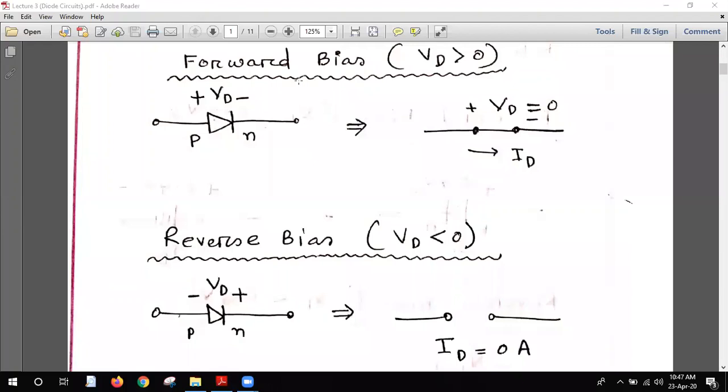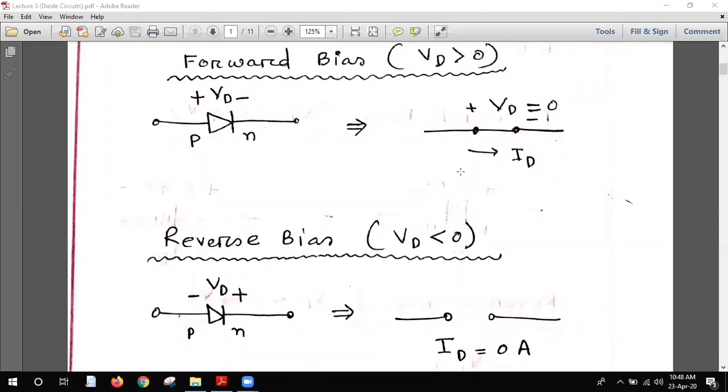Again, in the forward bias, the P is connected with the positive terminal and the N with the negative terminal. When the voltage is positive, it will be like a shorted line, and there is no voltage drop. In an electrical circuit, we know that a shorted line has a very small, negligible amount of resistance. So there will be no voltage drop. That's why Vd equals 0.